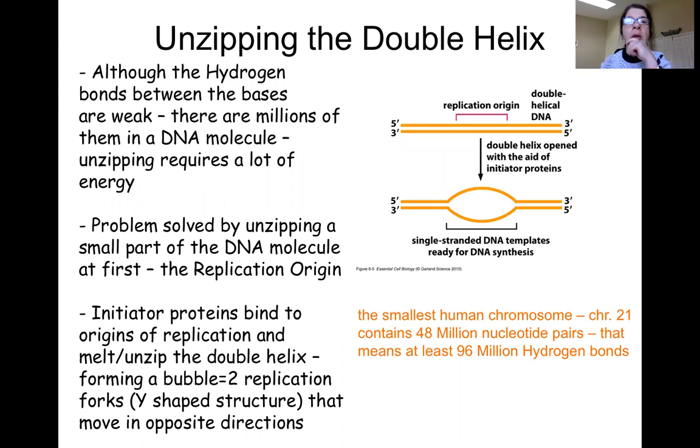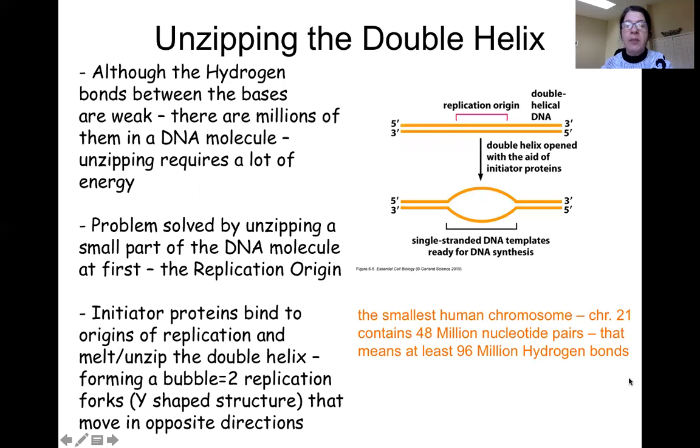Okay, so how do we unzip the double helix? Now, hydrogen bonds, we've learned about them in Unit 1. We know they're weak interactions. They're not as strong as covalent bonds. So you would think it would be easy. Problem is that DNA molecules are large, and there are millions of nucleotides and millions of hydrogen bonds in them. So it will be very, very hard. It will require lots of energy to unwind a whole DNA molecule.